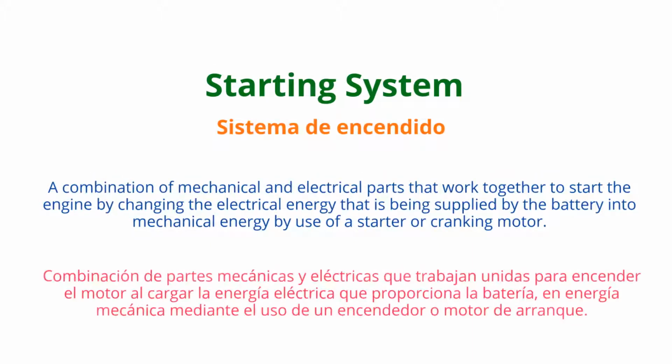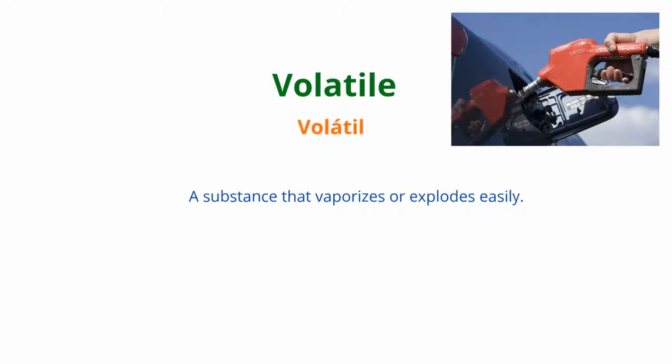Starting system. A combination of mechanical and electrical parts that work together to start the engine by changing the electrical energy that is being supplied by the battery into mechanical energy by use of a starter or cranking motor. Volatile. The term volatile refers to a substance that vaporizes or explodes easily. Examples of this include gasoline, acetone, and ethanol.